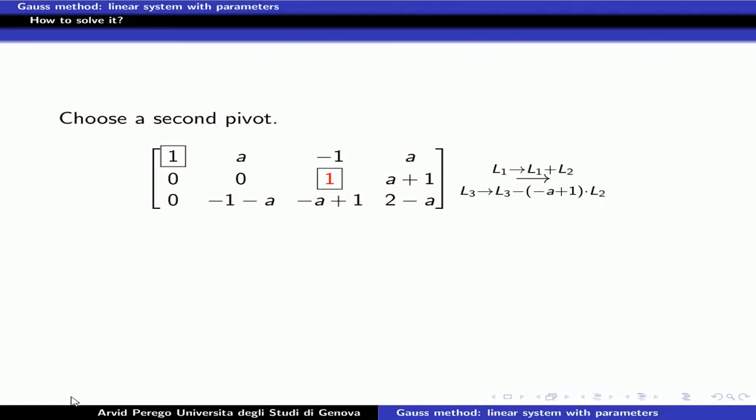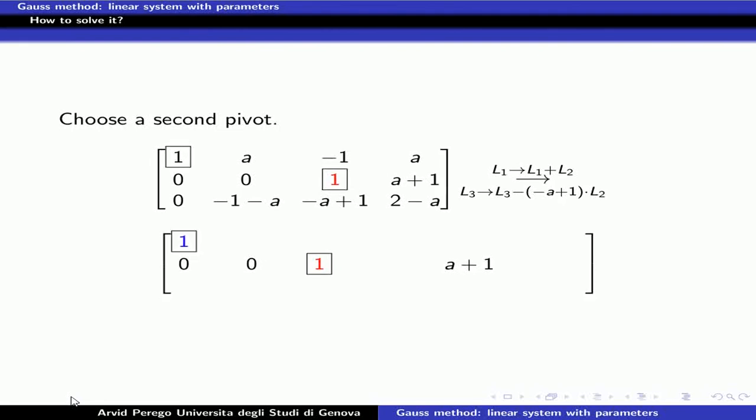And so the idea is that we modify the first line by adding to it the second line, and the last line by subtracting minus a plus 1 times the second line. So what happens now is that the second row remains the same, so it is 0, 0, 1, a plus 1. And now the first line, the first coefficient is 1, you have to add the first coefficient of the second row, so 1 plus 0, so you get a 1.